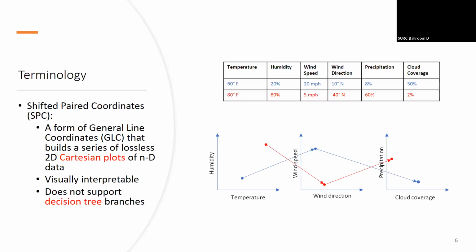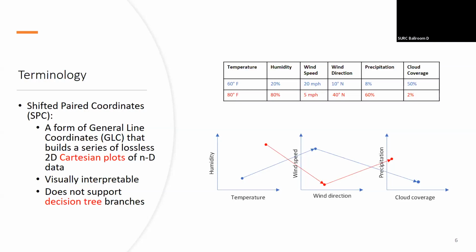And the other technique that I mentioned earlier was shifted paired coordinates, which sometimes I'll refer to as SPC. It's a form of general line coordinates, which builds a series of these two-dimensional plots out of n-dimensional data. So this is a way to reduce the complexity in viewing data, but it's lossless, and that's a big deal when it comes to data visualization, especially for large data sets.